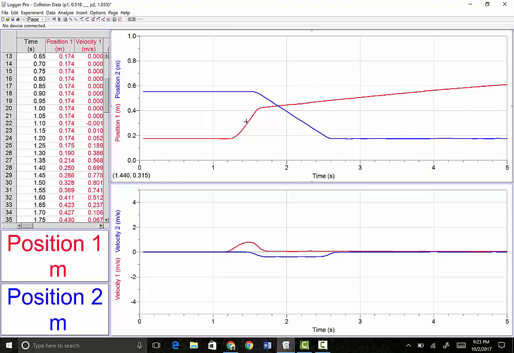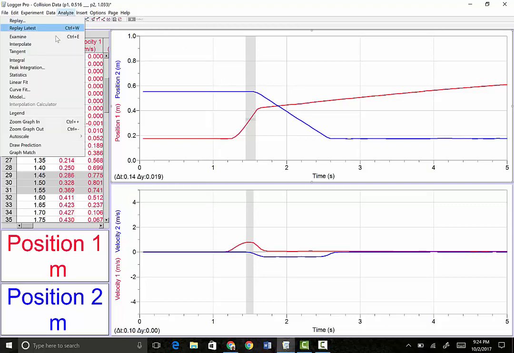So in order to get the velocity of cart 1 before the collision, I'm going to highlight this part right here. This will be before the collision. I want to do it just before the collision happens. It's very important. I want it just before the collision happens, so I highlighted just before the collision happens.